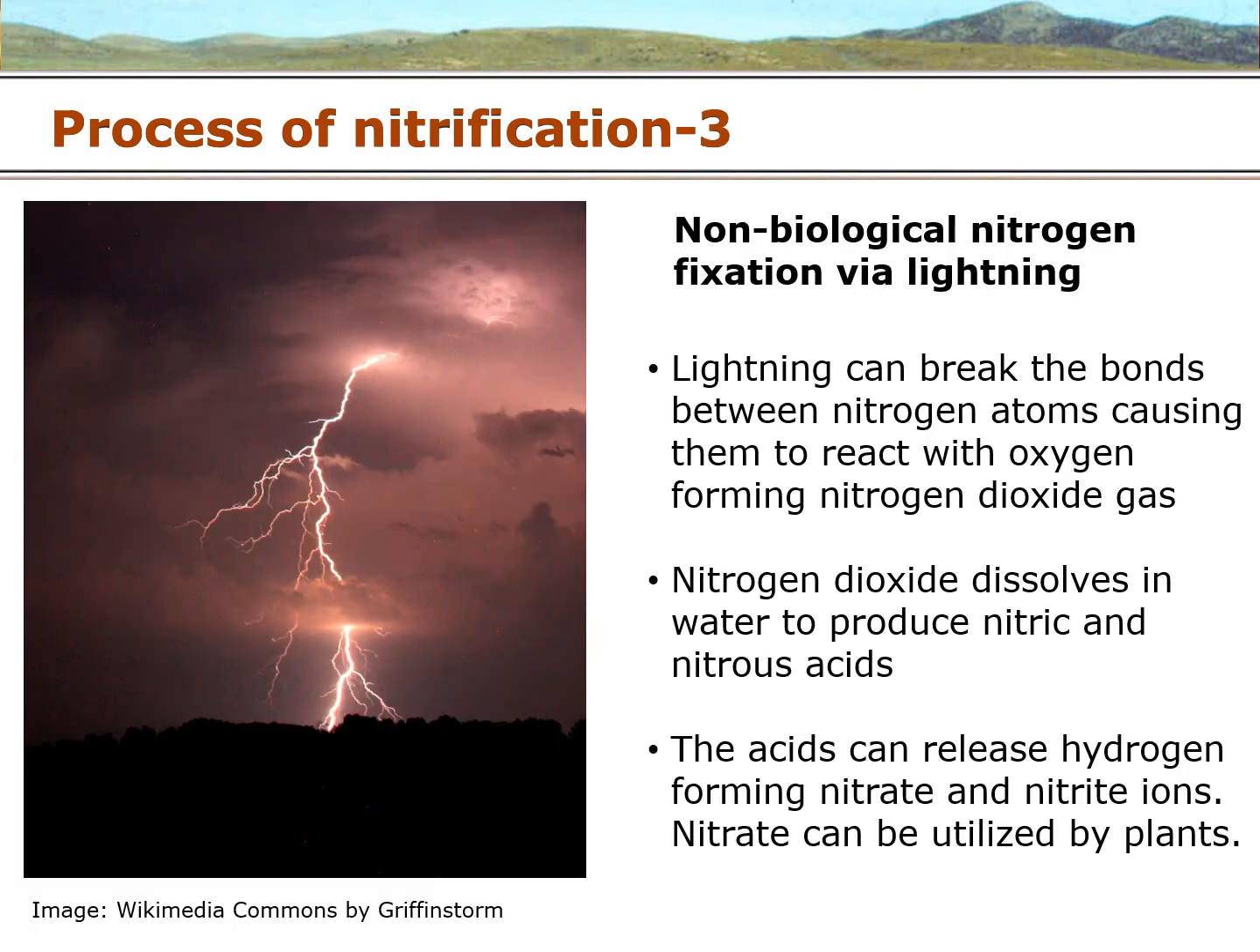A non-biological way of fixing nitrogen is via lightning. Lightning can break down the bonds between nitrogen atoms in the air, causing them to react with oxygen and forming nitrogen dioxide gas. This nitrogen dioxide gas then can dissolve in water and produce nitric and nitrous acid. And if the acids lose their hydrogen, they form nitrate and nitrite ions. And I'm sure you remember that nitrate can be utilized by plants.